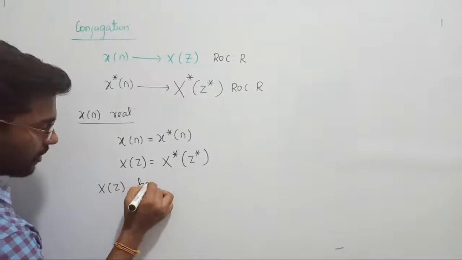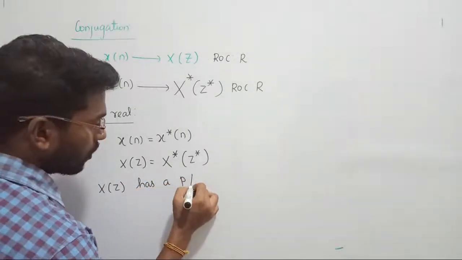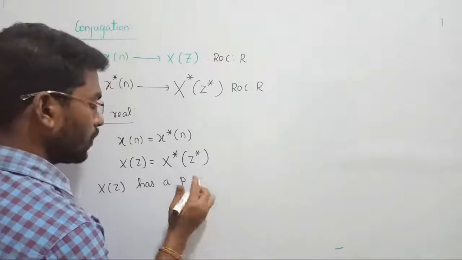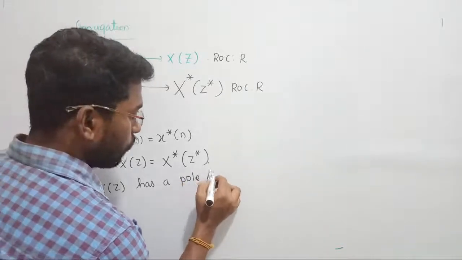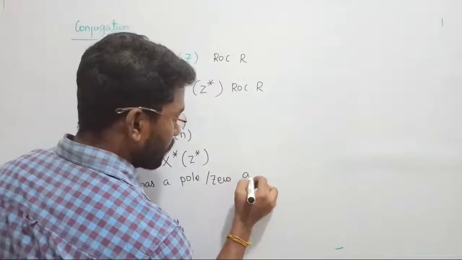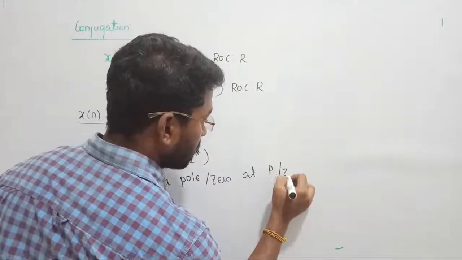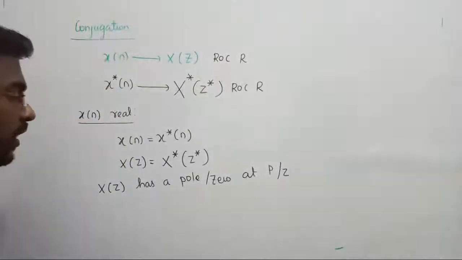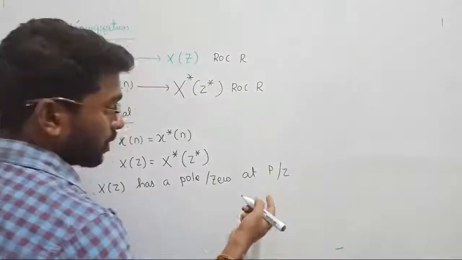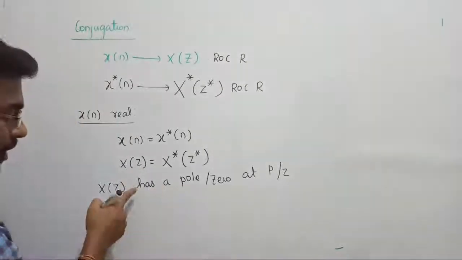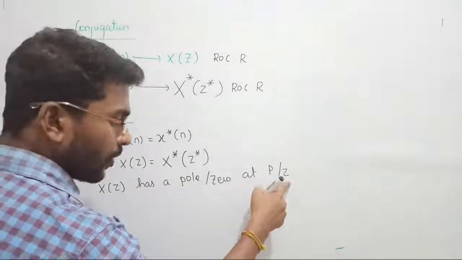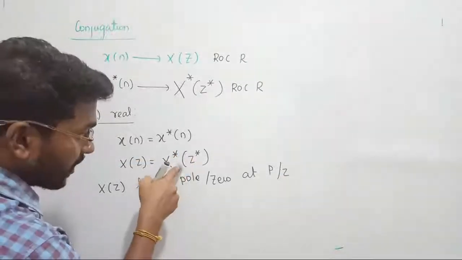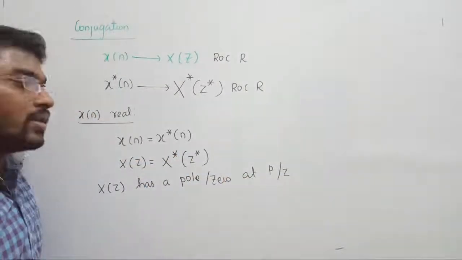you can write this statement. If X of z has a pole or zero at point P or z, where P denotes poles and z denotes zeros, then what will happen? You can also consider the same point. If X of z has a pole or zero at point P, or z, at the same point X conjugate of z conjugate also has a pole or zero.